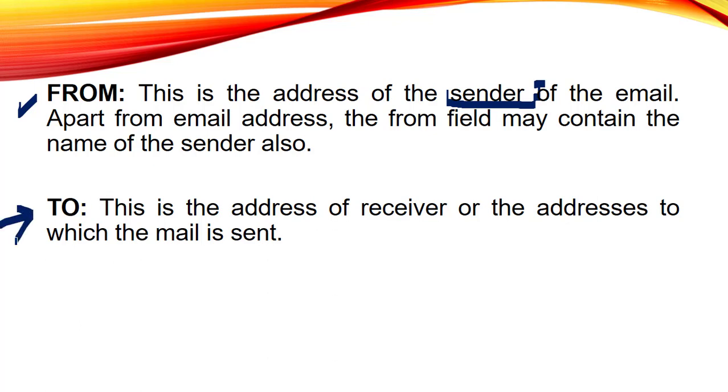This is the address of receiver or the addresses to which the mail is sent. It means in the field of to we have to write the address of the person who will receive the mail. Well, we can send one single mail to multiple persons. It means in this to option we can write multiple email accounts or email addresses as per our requirement. And for separating all these email addresses, we either have to press comma or we have to put a semicolon between them.